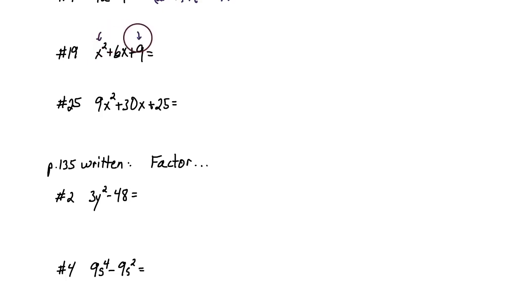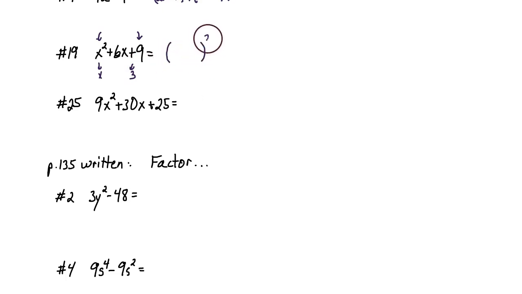The last term must be a perfect square. Is the number 9 a perfect square? Yes, it is, because its square root is 3. Remember, the square root of this was x, and the square root of this was 3. The middle term must be twice the product of x and 3. So is 6x twice x times 3? Yes, it is.